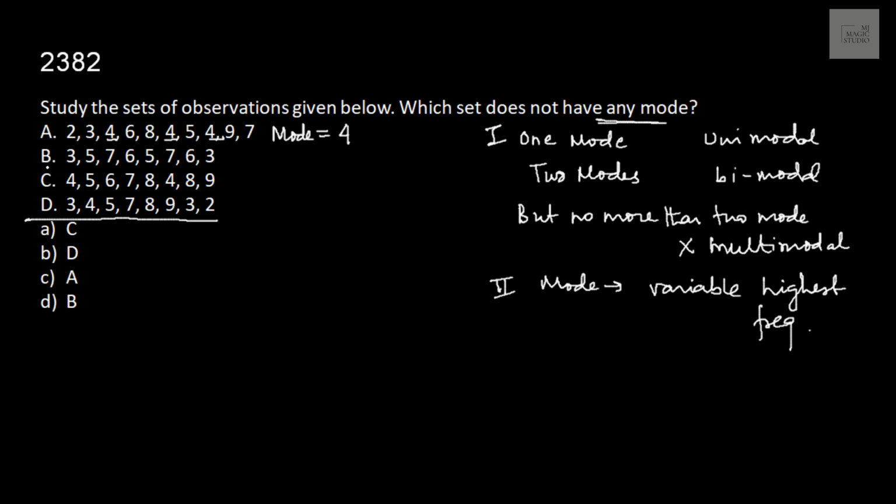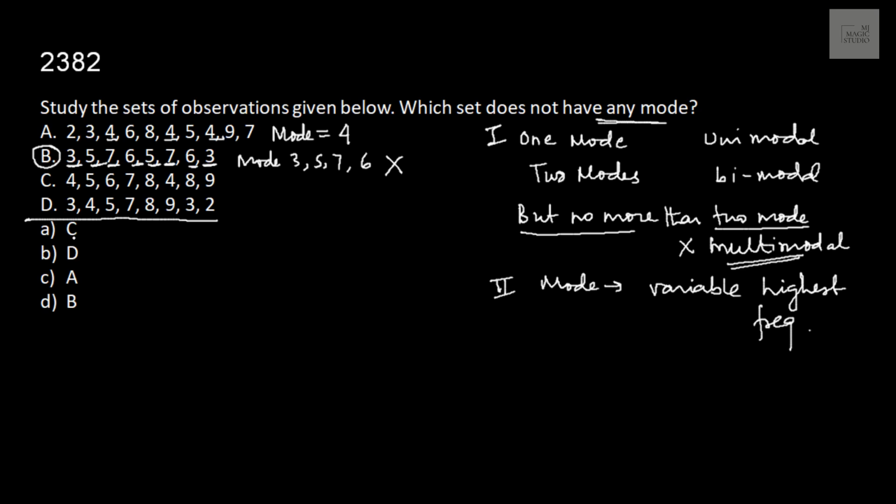In B, as we can see, 3 occurs twice, 5 occurs twice, 7 occurs twice, 6 occurs twice. That means all variables are occurring twice. So we would have modes 3, 5, 7, 6. But this is not possible, as the theory says a distribution cannot be multimodal. B has got no mode.